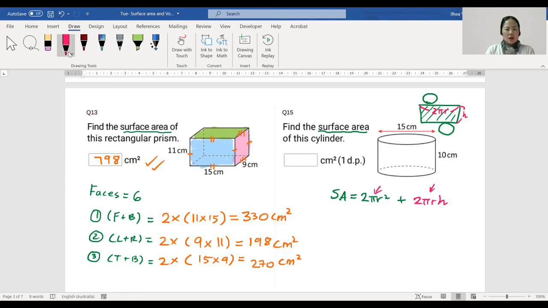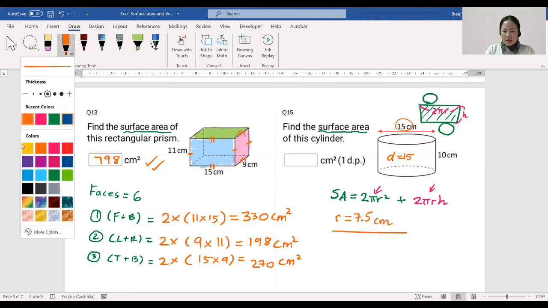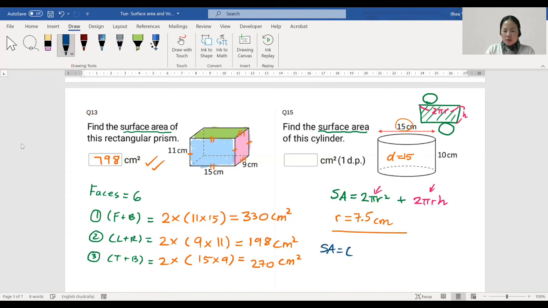Right, so we need to find the radius. What is my radius for this cylinder? The radius. Yep. Diameter is 15 here. Would it be half of 15? Correct. So what is it? Half of 15. But that means it would be a decimal if it's half, so that would be 7.5. 7.5. Beautiful. Good job. 7.5 centimeters. So it'll be SA equals 2 times pi times r squared, so 7.5 squared, plus 2 times pi times 7.5 times my height, which is 10.